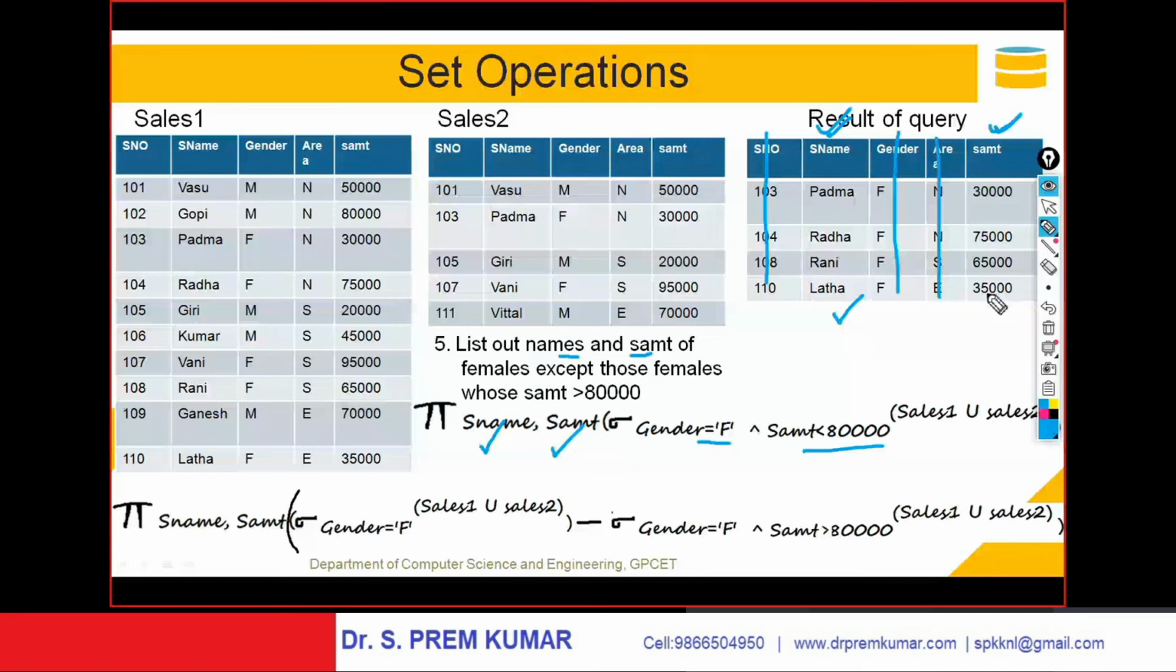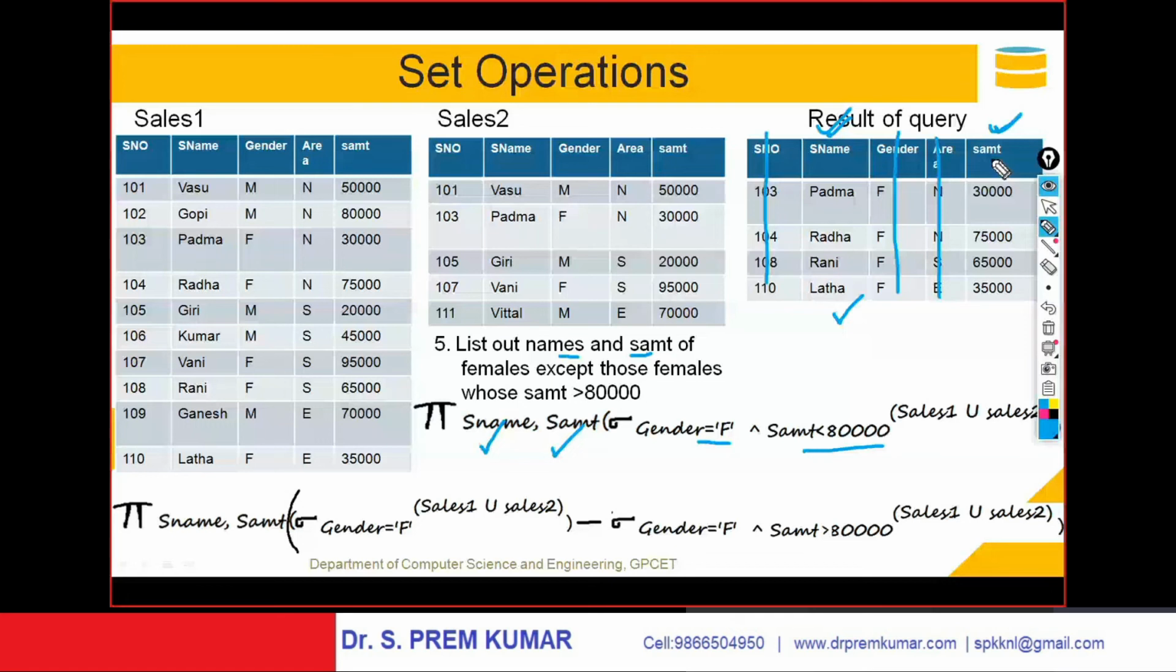Here, what I'm doing, I'm performing union operation of sales 1, sales 2. From all rows, I'm filtering gender equals to female and sales amount less than 80,000. From those rows I'm projecting only names and sales amounts. That's what I'm projecting. This can also be done in a different style.